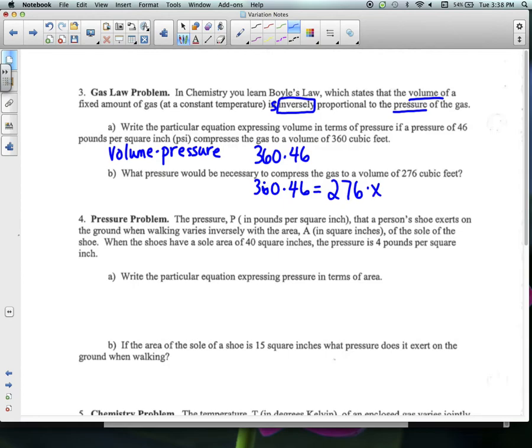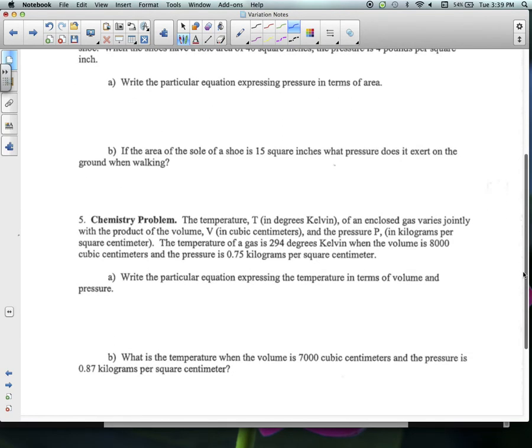And again, I will let you have the fun of solving that. With your final answer, what you get, you will put x equals your number with PSI as your units after. And again, the next one is going to be very similar because it's also an inverse proportion. If you skip down to number 5, which says chemistry problem, this one says temperature and actually gives you a variable to use for that. Varies jointly. So we underline the jointly with the product of volume and pressure, so V and P.